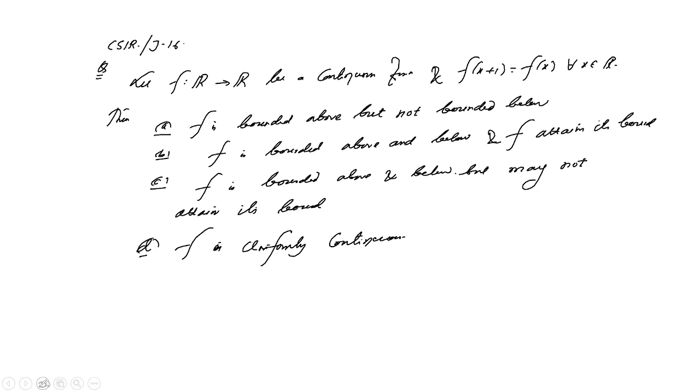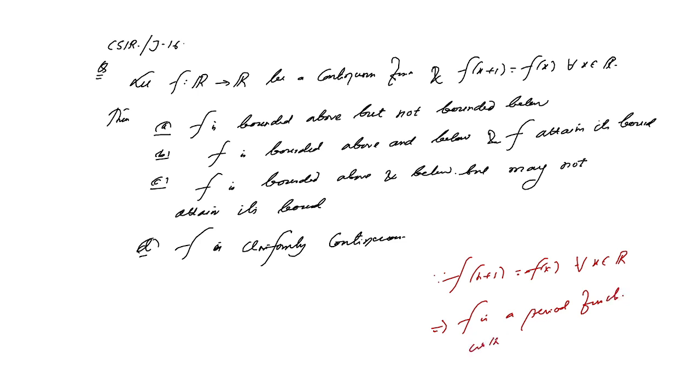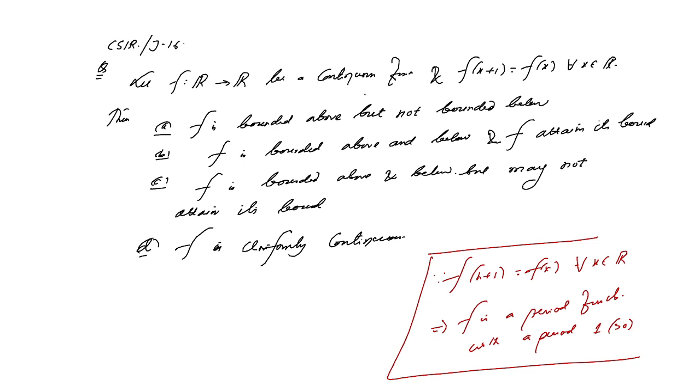Here, just see the question paper: f is continuous, this is given. Now we need to think about whether it is a periodic function or not. It is given f(x + 1) = f(x) for all x belongs to R. So that means f is a periodic function with period 1, and 1 is greater than 0. So f is continuous and periodic, and we know a continuous periodic function is bounded. That means f is bounded above and below and f attains its bound. So option B is correct.